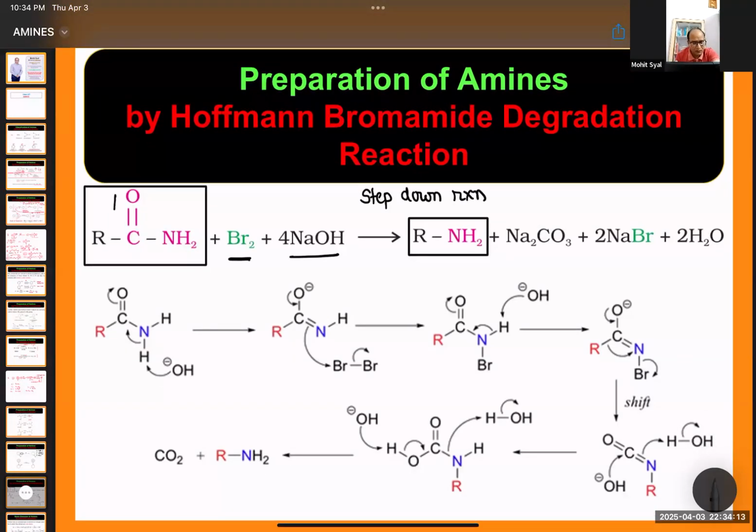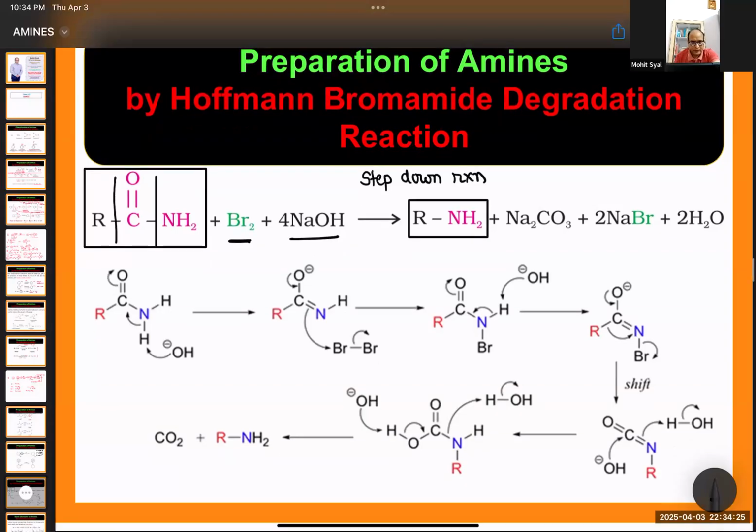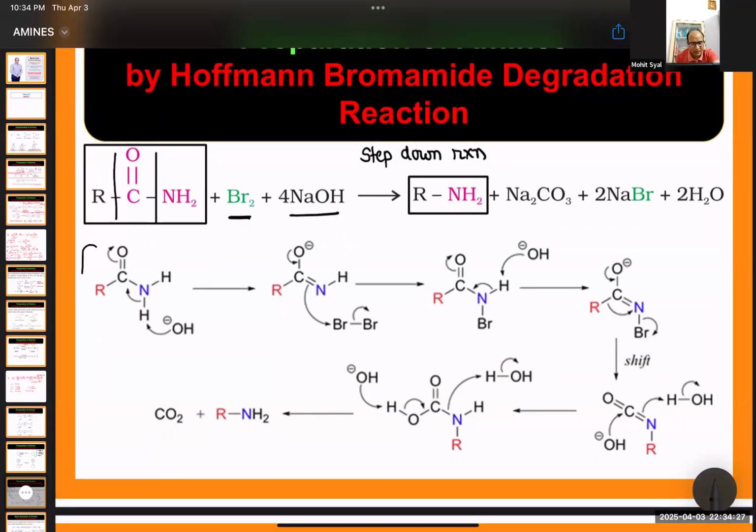So first of all, you should know the reagent. Br2 and base will remove the carbon, and you are going to get an amine with one carbon atom less than the parent amide. This is how the mechanism takes place. But first, I suggest all my students know what the reaction is, what the reagent is, what the purpose is, and how to write the product without getting into the details of the mechanism.